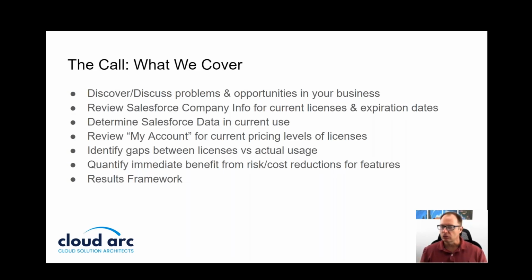The fourth thing here is to review My Account for the current pricing level. One of the things that's really important to understand is you might have some really great pricing for Sales Cloud, for example, and there may be no value in changing. Or you may understand that, hey, we're spending $125 to $150 per user per month for Sales Cloud, and we can get another license that meets what we're currently doing for a much lower price. So the final thing there is we want to identify the gaps between the licenses owned and the actual usage, and we want to quantify the immediate benefit for a risk or cost reduction for features.